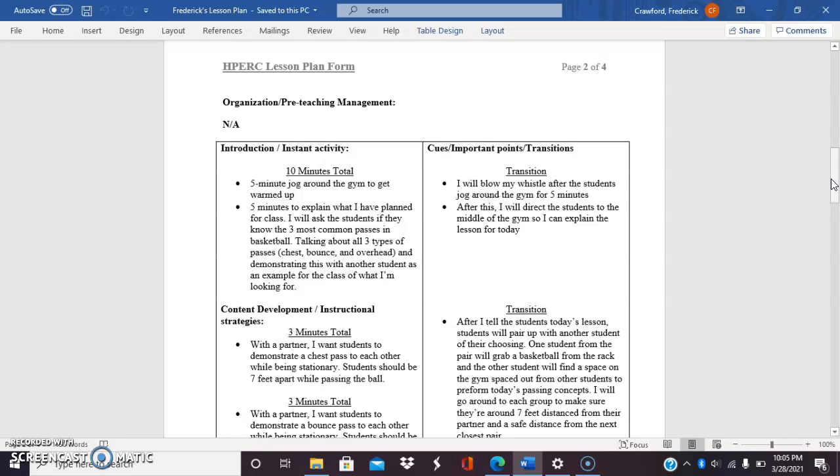as an example for the class of what I'm looking for. The transition for that, I will blow my whistle after the students jog around the gym for 5 minutes. After this, I will direct the students to the middle of the gym so I can explain the lesson for that day, obviously like in the logo.